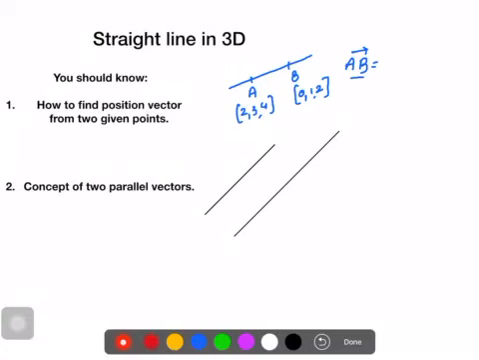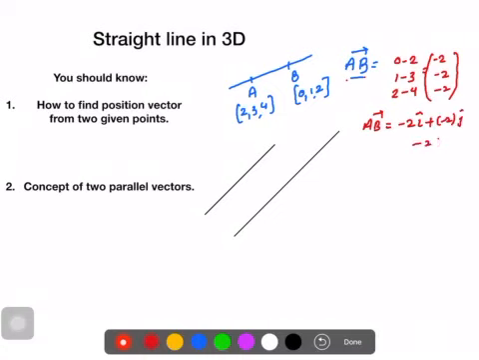It's very simple. Final minus initial. So the position vector of B minus the position vector of A. So 0 minus 2, 1 minus 3, and 2 minus 4, which is minus 2, minus 2, minus 2. This is the column way of writing a vector, or you may write it like this: minus 2i minus 2j minus 2k. This is how you get one vector from 2 points.